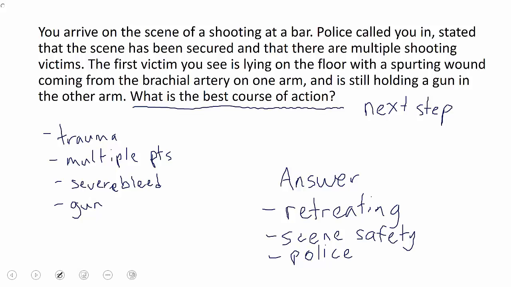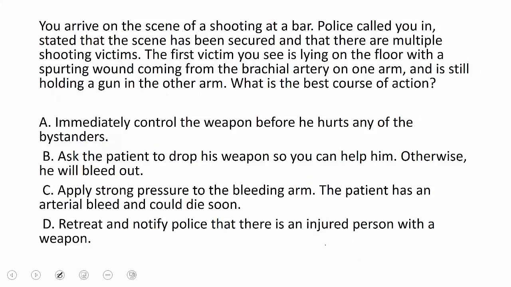So let's now look at the answer choices. Next step. All right, so remember my answer was going to involve scene safety, retreating, calling police, and now I scan through the answer choices. All right, A, immediately control the weapon. Definitely not. Ask the patient to drop his weapon.